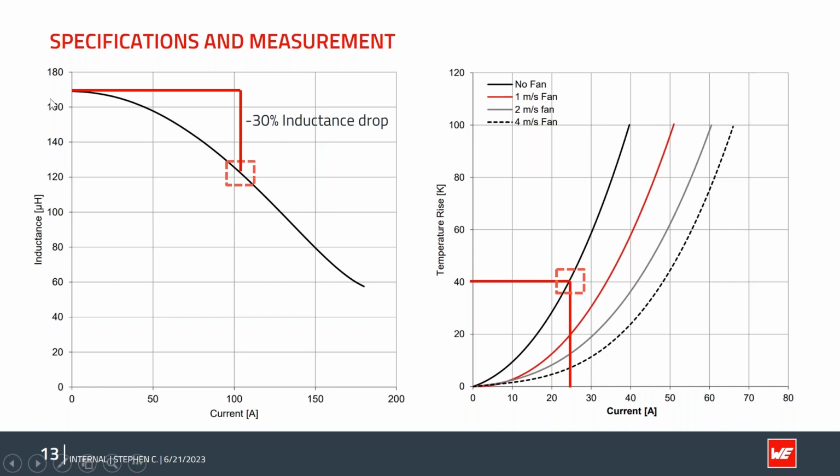So we are defining the saturation current at a 30% inductance drop, but the part can still operate actually beyond this 30% inductance drop. Like for this part, it can operate well at 150 amp and 80 microhenry inductance.